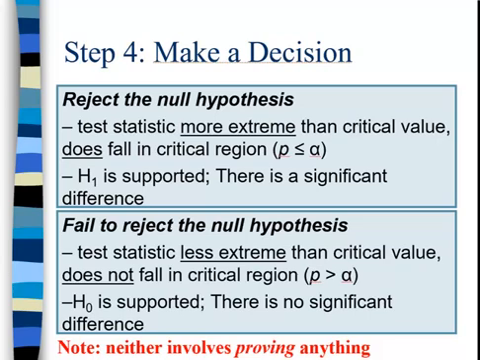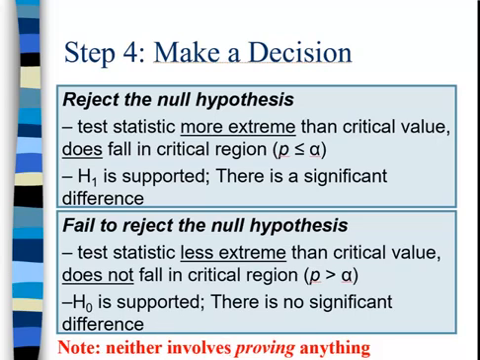And then we have the fail to reject the null hypothesis. So this means our test statistic is less extreme than the critical value, right? It does not fall in the critical region. Therefore, our null is supported. There is no significant difference. So now we're saying the obtained difference between our sample mean and the hypothetical population mean is not much larger than the standard amount of difference that we would expect by chance. So this is a high probability if the null was true, right? There's no evidence that our treatment has an effect. So any differences between the sample mean and the population mean are strictly due to chance.